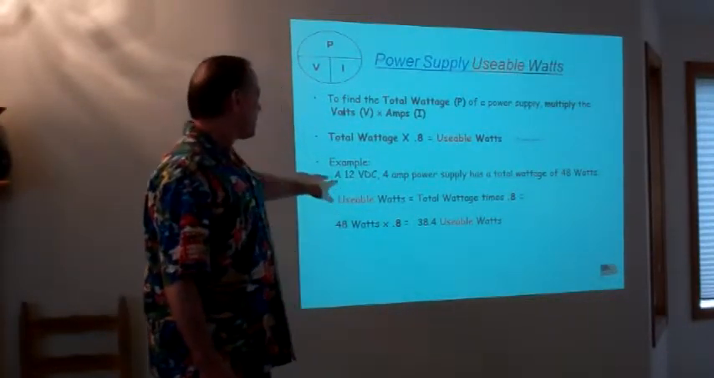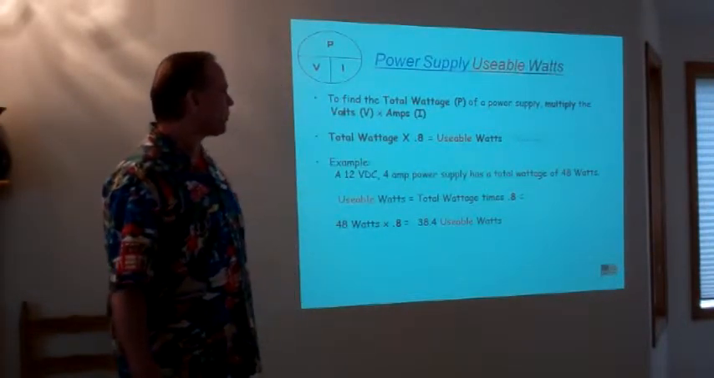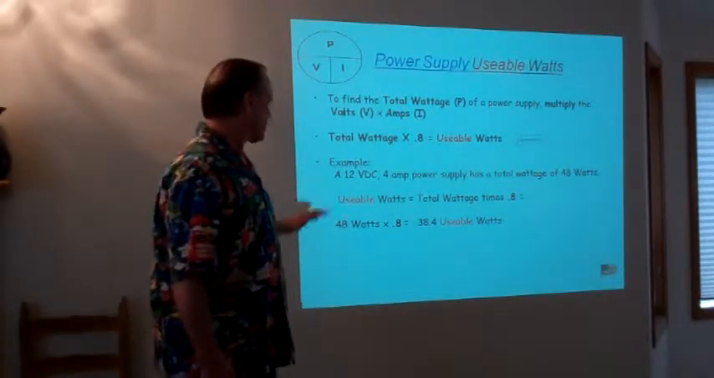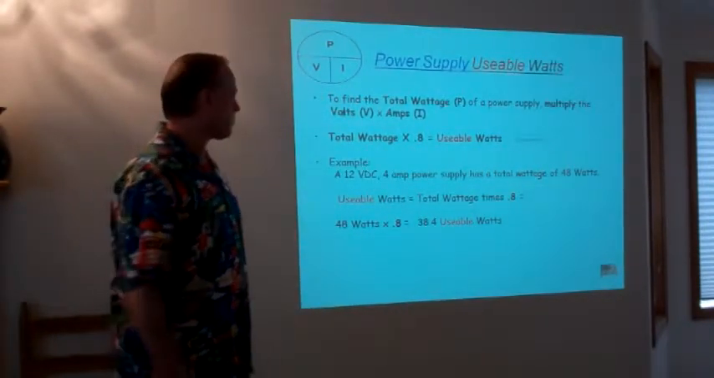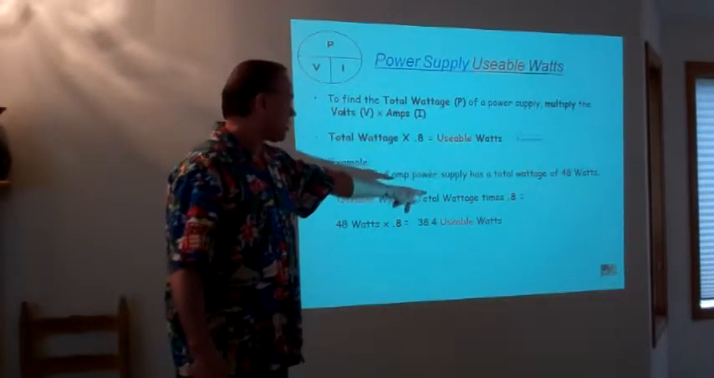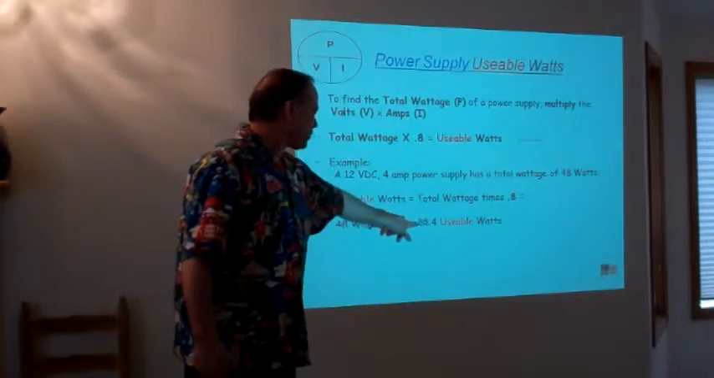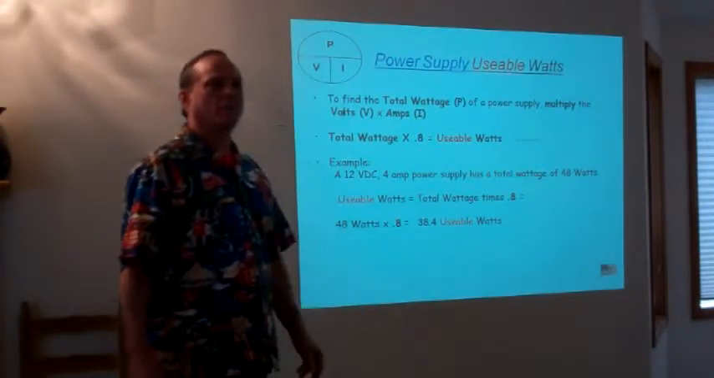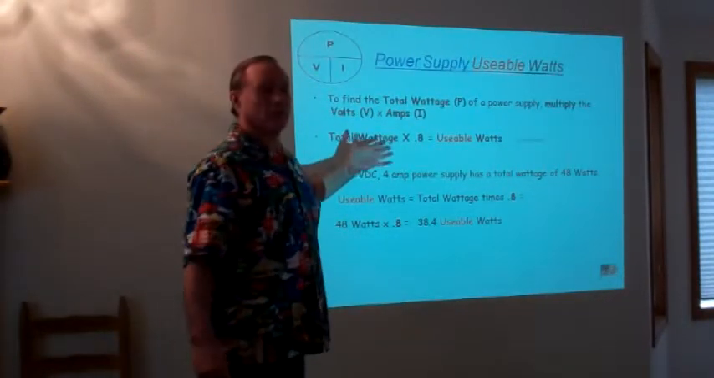Here's an example. A 12 volt DC, 4 amp power supply has a total of 48 watts. Okay, how do we hit that? Remember, volts times amps, total of 48 watts is our output. Our usable watts for that particular amount of output would be 0.8 times our 48 watts, which would give us 38.4 usable watts.